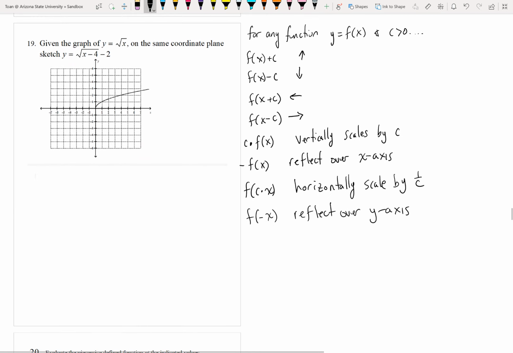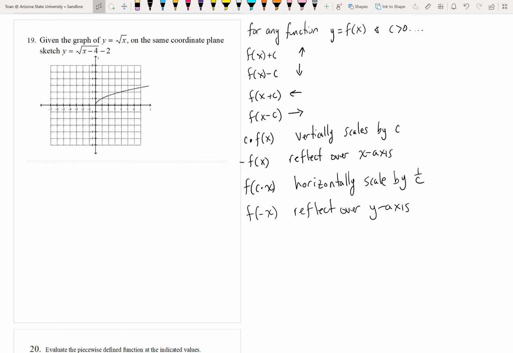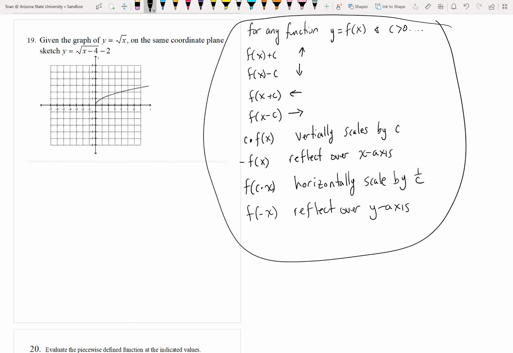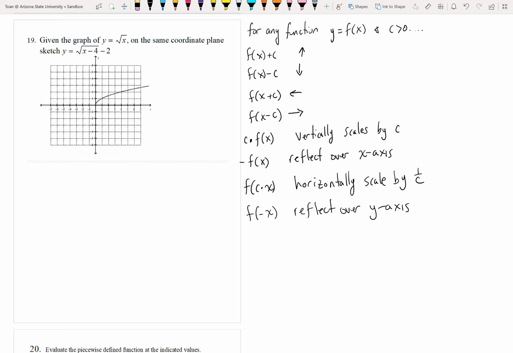Number 19 is a function transformation question. And when it comes to function transformation, there really is no big secret. You need to know the function transformations. You need to know that adding to a function moves it up, you subtract from a function moves it down, adding directly to the x moves it to the left, and so on and so forth. So in this case here, if you were to read the function, there really is no math solving. You just have to know it.